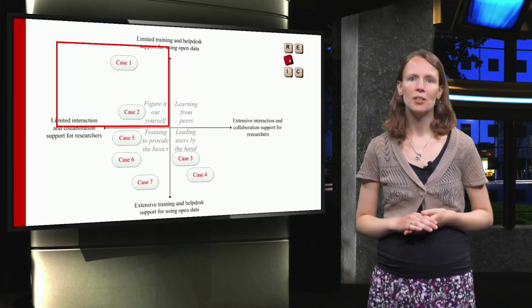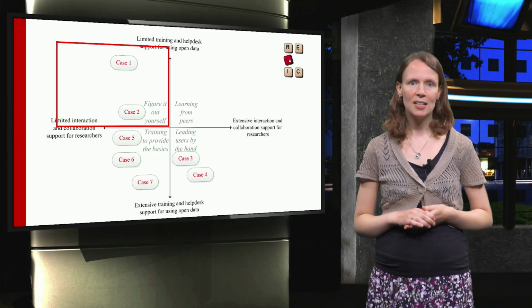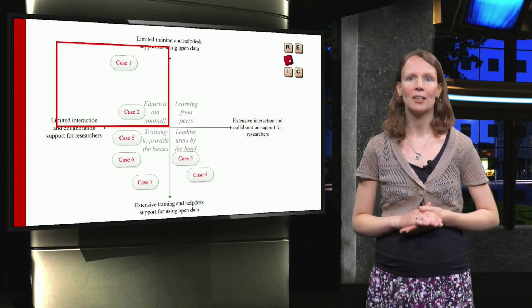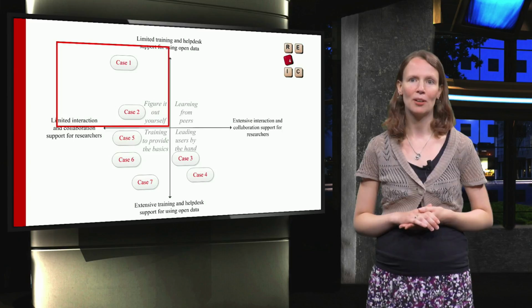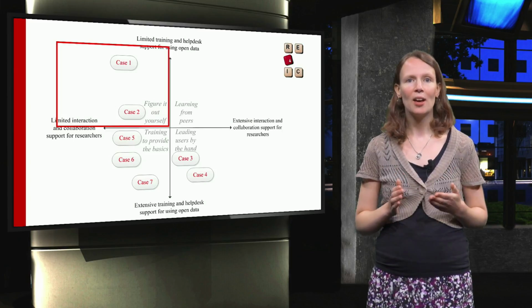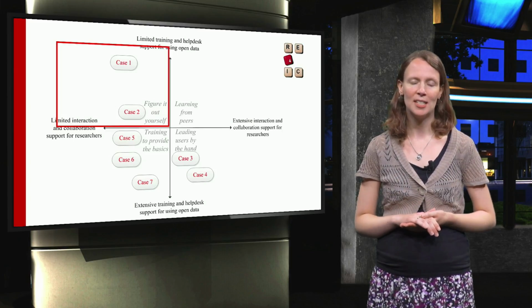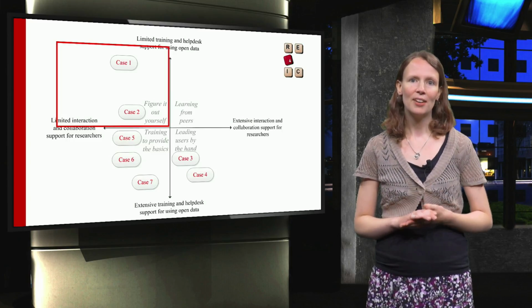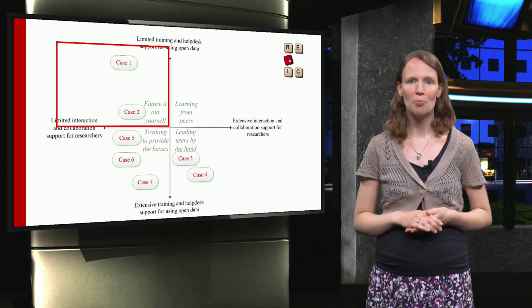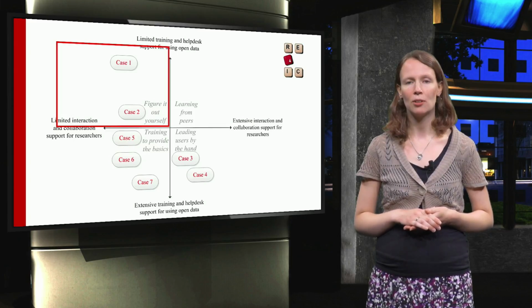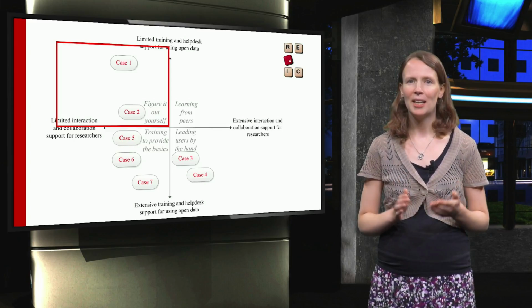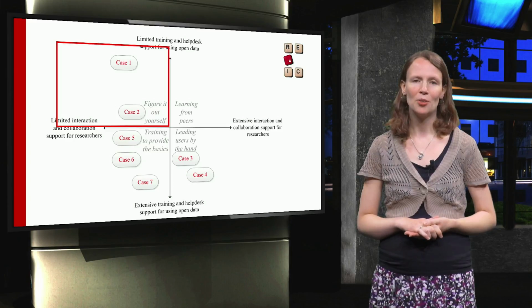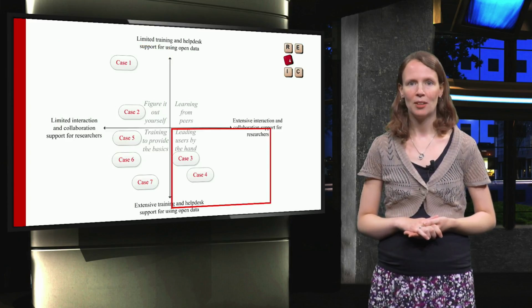Researchers who want to use the research infrastructure that these cases relate to need a supporting network in case they encounter problems, or need to have the knowledge and skills to use this data and solve problems themselves. The fact that the first and second cases do not provide much training and collaboration support does not mean that they do not support open data use in different ways.